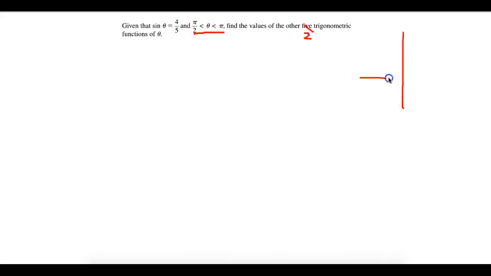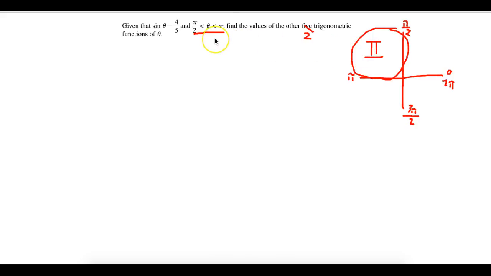Remember, if we look at a coordinate plane, we start out at 0, here's pi over 2, and here's pi. And remember, if we keep going, down at the bottom is 3 pi over 2, and ultimately when we get back to 360 degrees, we're at 2 pi. So what this is telling us is that our angle is greater than pi over 2 and less than pi. So we know that theta is in quadrant 2. Okay, that's going to come in handy a little bit later in this problem.